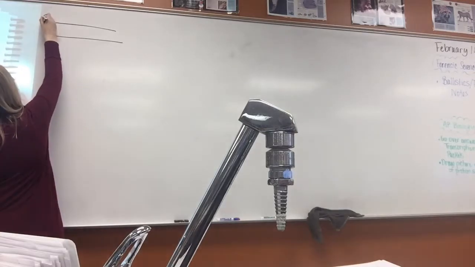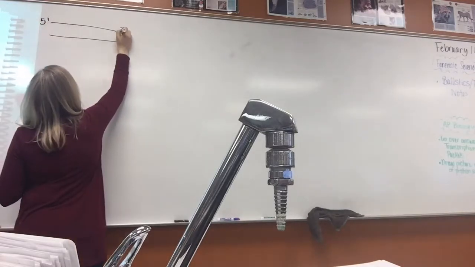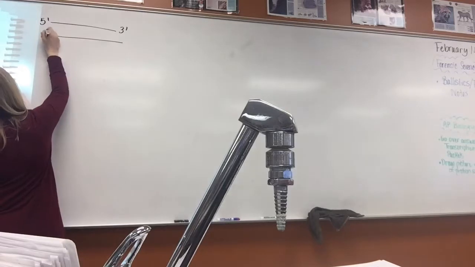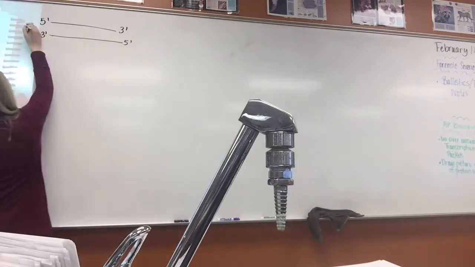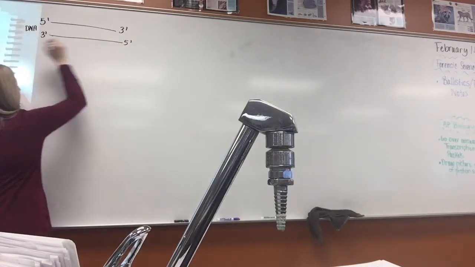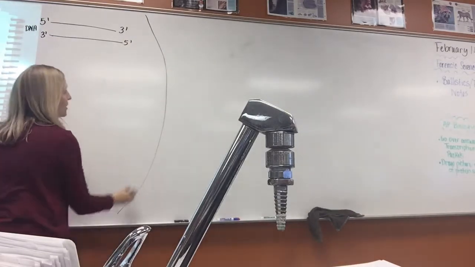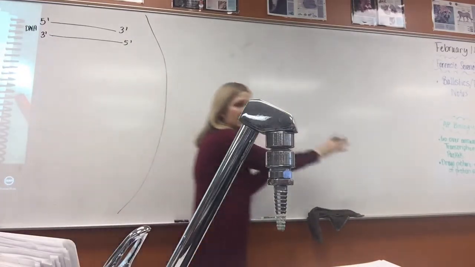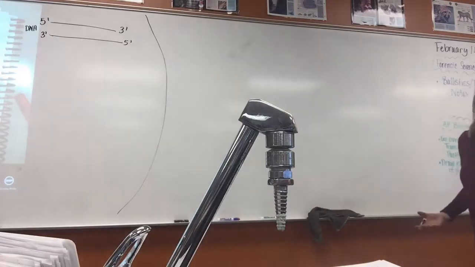And let's say this is the 5' and this is the 3' end, and this is then the 3' and this is the 5' end. So this is your DNA. Your DNA is in the nucleus. All right. So this is in the nucleus. Let's pretend the rest of the board is the cytoplasm. So you have your DNA in there.